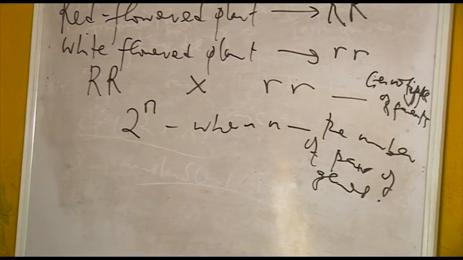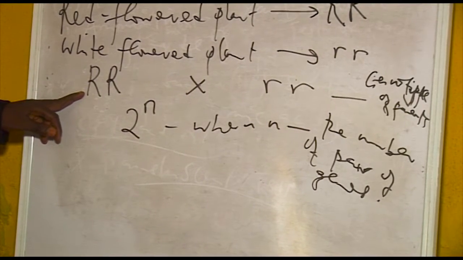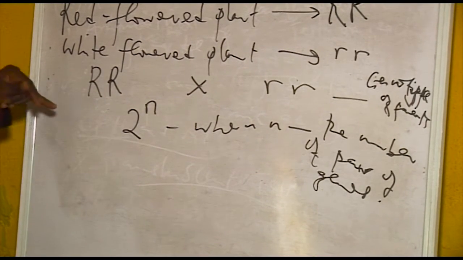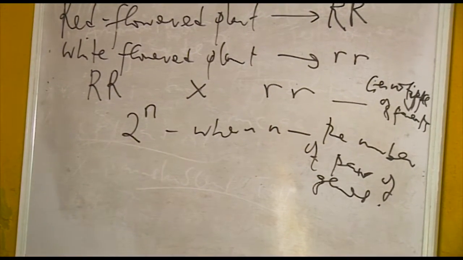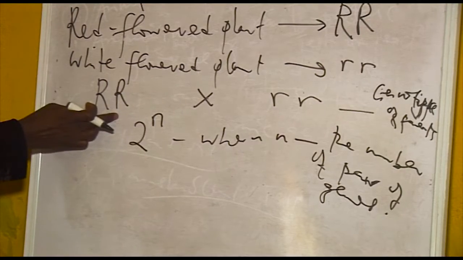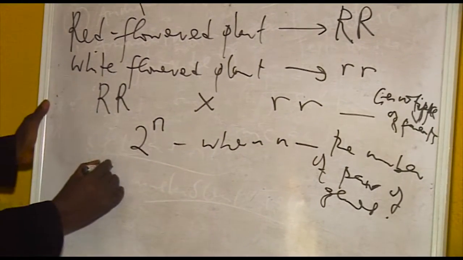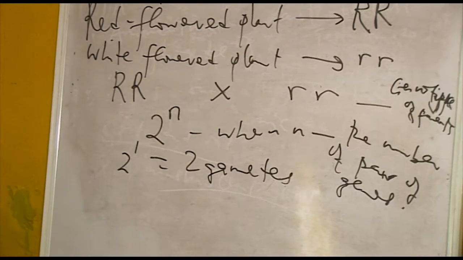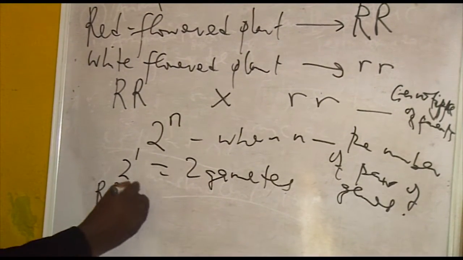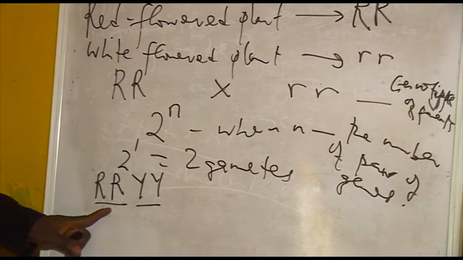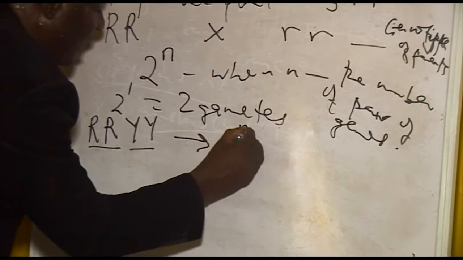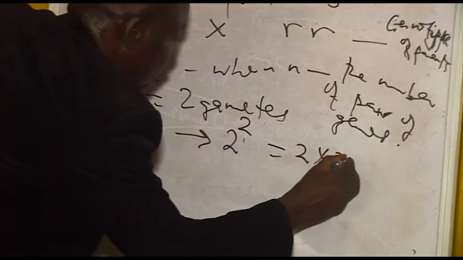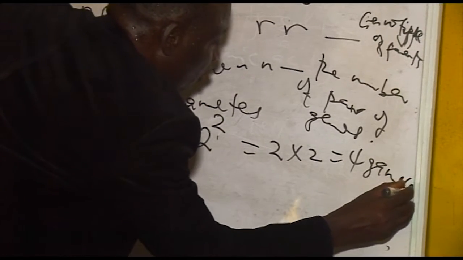So, at times they can give you pairs of genes, and they will ask you to tell them the number of gametes. Just know that it's 2 raised to the power of n, where n represents the number of pairs of genes. Now, for this one pair, the number of gametes is going to be 2 raised to the power of 1, which represents 2 gametes. Now, if you are given 2 pairs of genes, let's say capital R, capital R, capital Y, capital Y, a pair and a pair, to know the number of gametes will be 2 raised to the power of 2, which is 2 times 2, giving us 4 gametes.